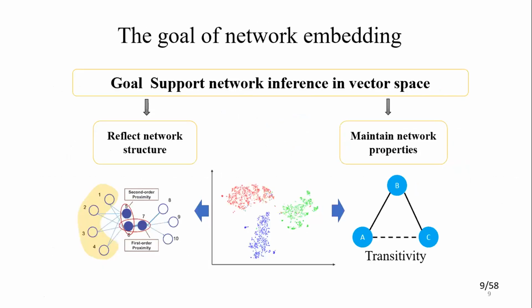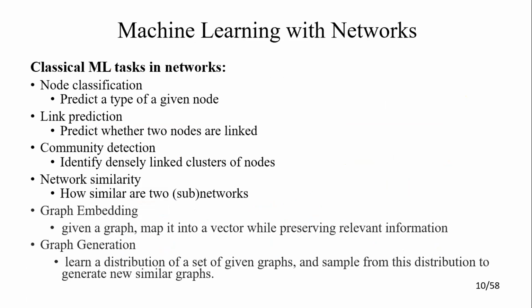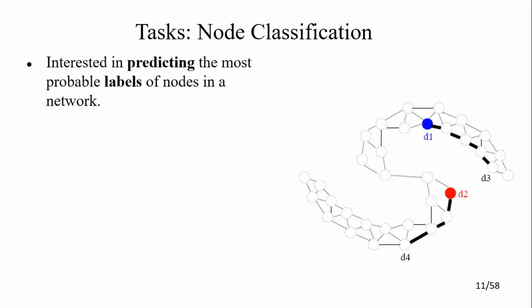The goal of network embedding is that it has to support network inference in vector space. It has to maintain network properties, reflect the network structure, and be fit for a machine learning model. So the basic network embedding can be given to a classical machine learning task. It is applicable to node classification, that is to predict the type of a given node, or to label, that is predicting the most probable labels of nodes in a network.